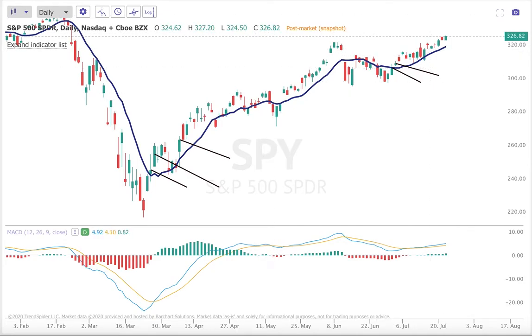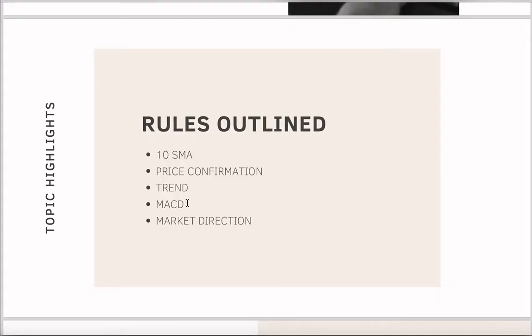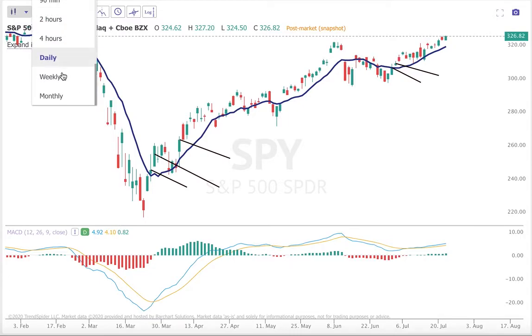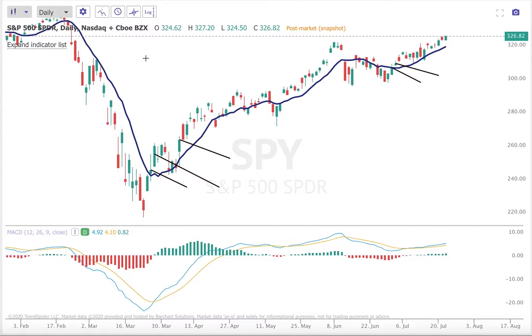So now we've got trend and MACD. We just went through the MACD, and then market direction. That's one thing we haven't covered yet. Market direction is the overall general direction of the market. We're trading the SPY here, right?